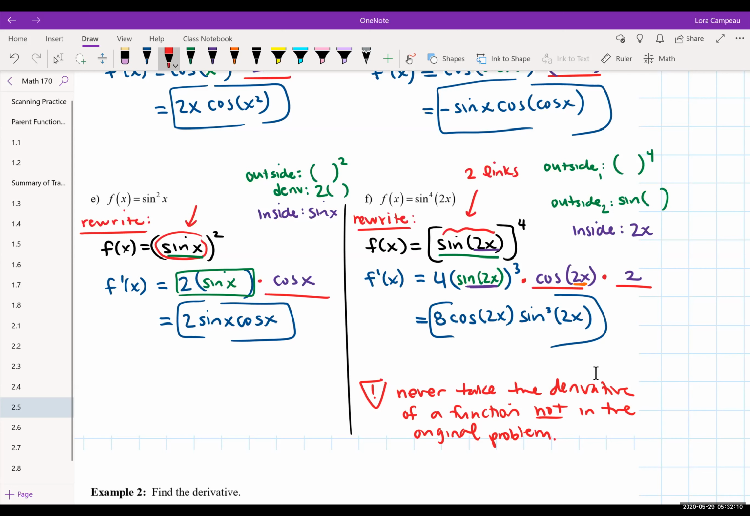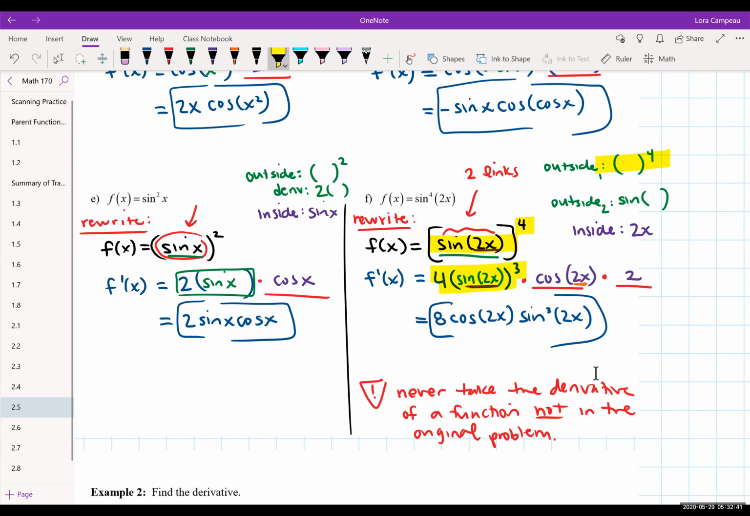So for example, if I can go through this part F, because it is a lot more complicated. We're always trying to name all of the functions that we see. So, when we're looking at this, f of x is sine of 2x to the 4th. So the first original function is something to the 4th. That's where I'm getting my outside part. So that's where we see our derivative evaluated at the inside.